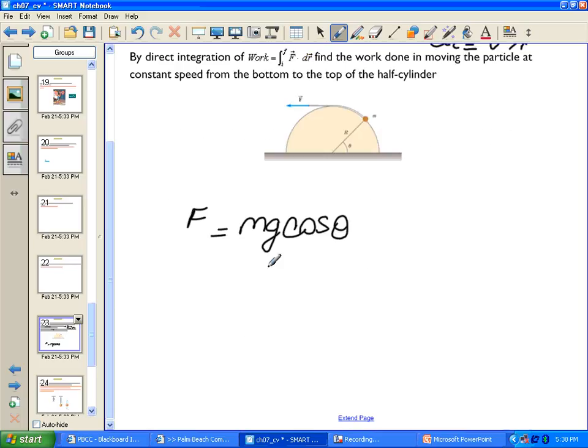All right, and then we're asked to determine through direct integration what the work is to move the particle at constant speed from the bottom to the top of the cylinder, not to the end of the half cylinder, but to the top. And so here, let's just make a note that the angle will be pi over 2, and here the angle would be 0. Okay, well, let's begin with the first part of the problem.